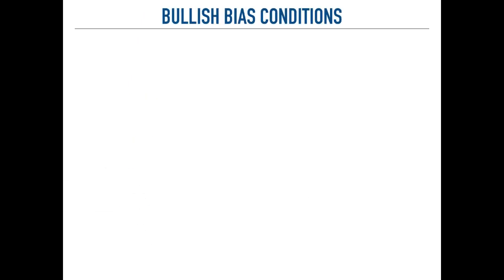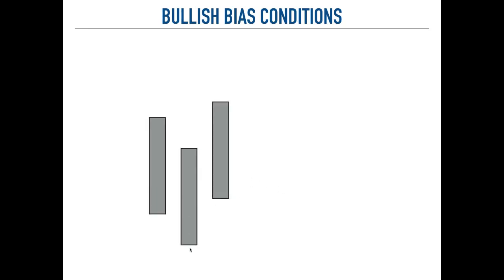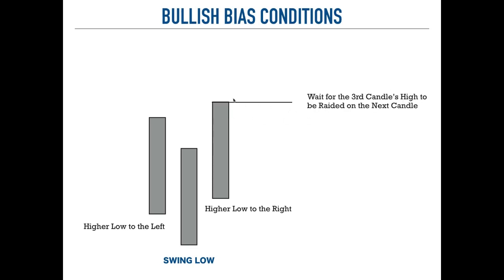All right. On the flip side, for a bullish bias condition, okay, we want to wait for a swing low to form. Okay, so here's our low, right? Our swing low. We have a higher low to the left, okay, and then a higher low to the right. Okay, that creates our 3-bar swing low. And then on the opposite side, we want to look for this candle's high, okay, the third candle's high. We're going to wait for that third candle's high to be traded through on the next candle, just like that.